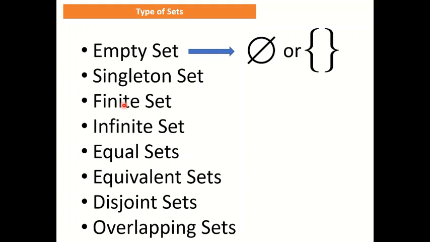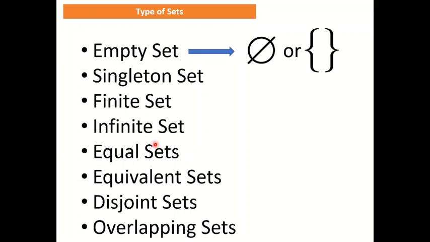Okay, next you have infinite set. Infinite set means what? You can't count the number of elements in the set. Okay, so it is an infinite set. The set of all natural numbers is an infinite set. The set of all even natural numbers, infinite set. The set of all integers is also an infinite set.